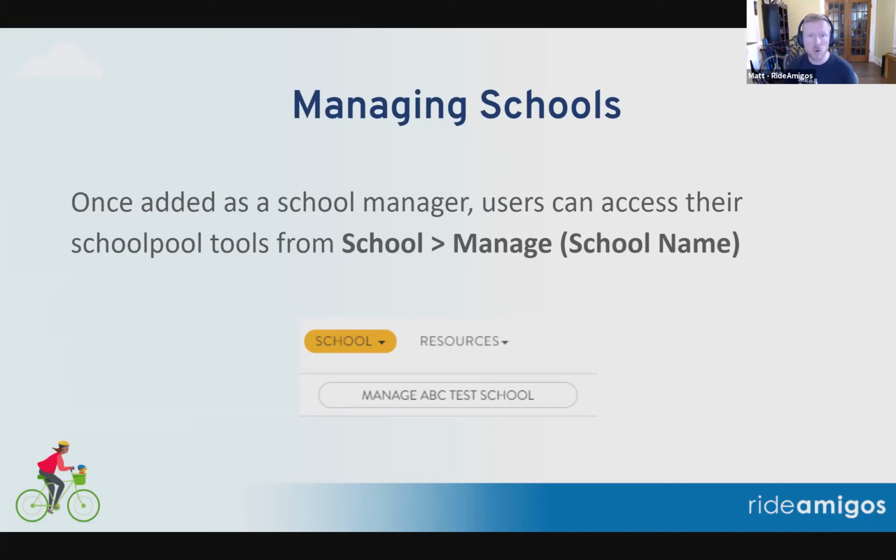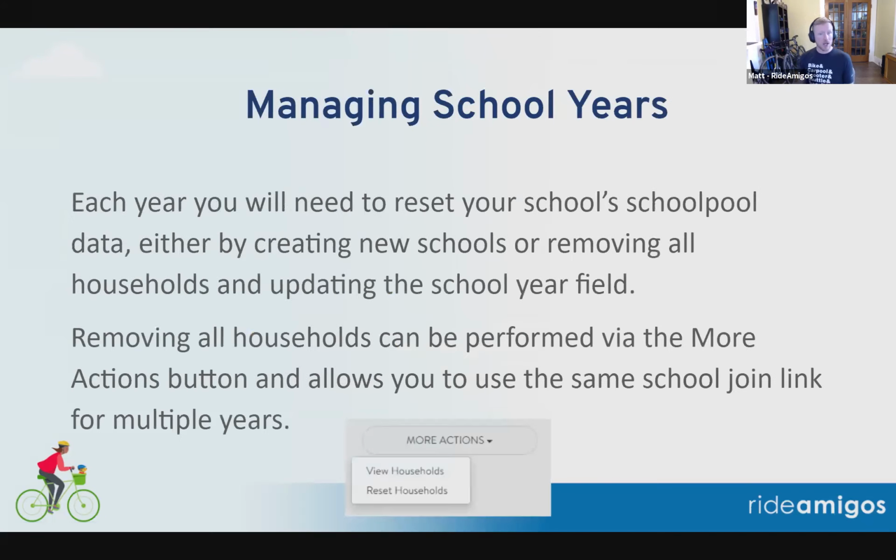It would just show each one in a list, just as if you are a family with households in multiple schools. As we were talking about with multiple school years, you may want to reset that school's data. You can either create a new school, or you can remove all those households and just update that school year field. There is an easy button to do that in the manage area of the school. Just reset households. It'll confirm that that's what you want to do, and it'll remove all of that household data from the previous year.